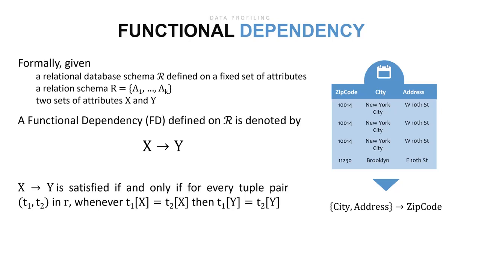Let me now briefly recall the concept of functional dependency. It states that given two sets of attributes X and Y of a relational database schema R, we can say that X implies Y if and only if for every pair of tuples T1 and T2 in the database instance, whenever T1 and T2 are equal on the attributes in X, then they must be equal also on the attributes in Y. Here, a typical example of functional dependency defined on a database of people is that the city and the address imply the zip code.